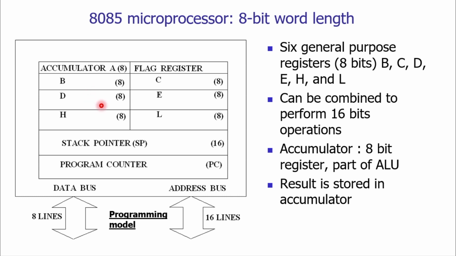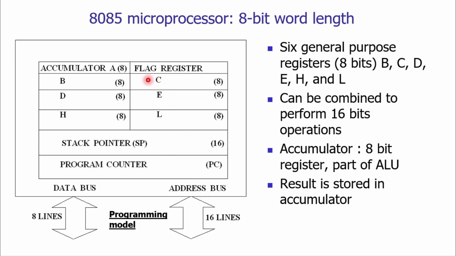If I say add H and L, the data of H and L will be added together. The result of this addition will be stored in the accumulator A. And from this location, it will be transferred to its destination in the memory.